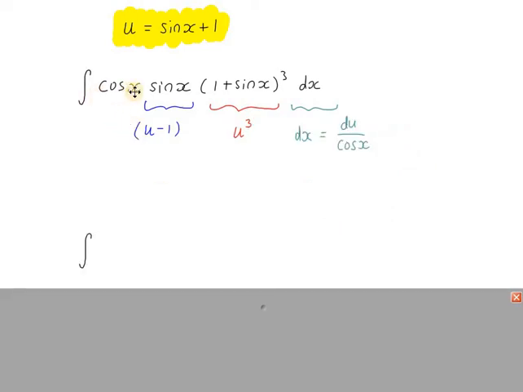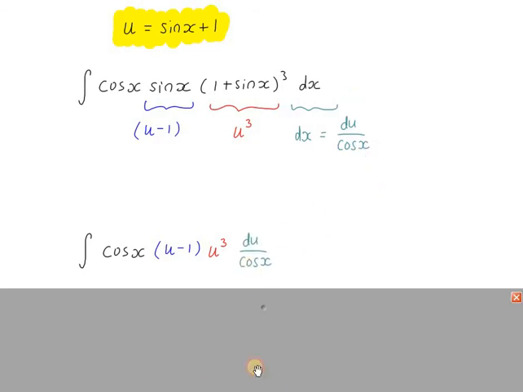So we're integrating. I've done nothing with this cos x. There's nothing in here that suggests I can replace the cosine of x with a u term, so I still have this. The sine x I've replaced with u minus 1. The 1 plus sine x to the power of 3 I've replaced with u cubed, and the dx I've replaced with du over cos x here.